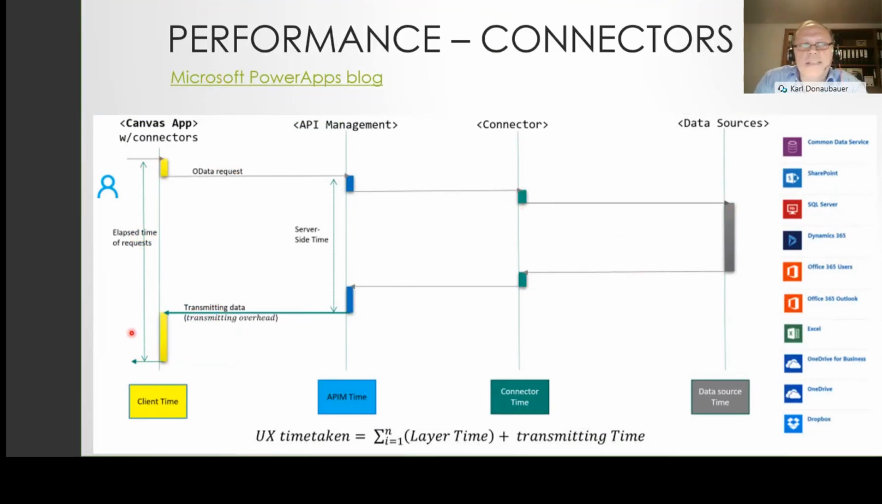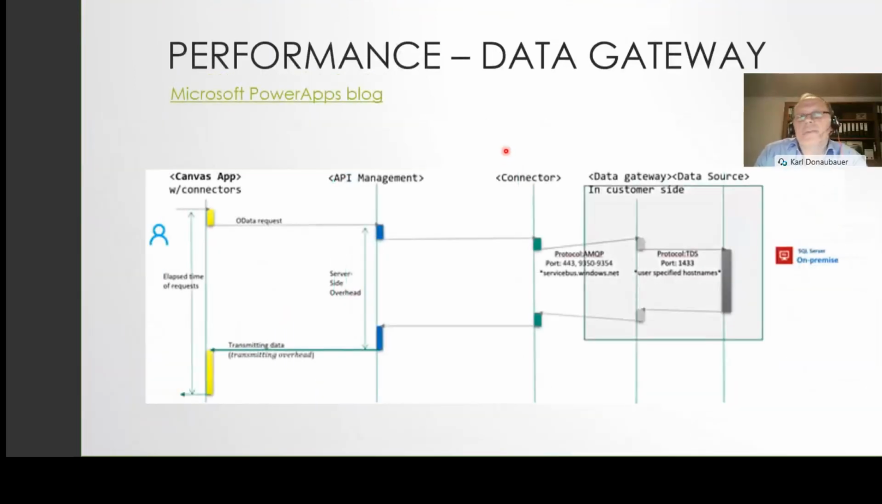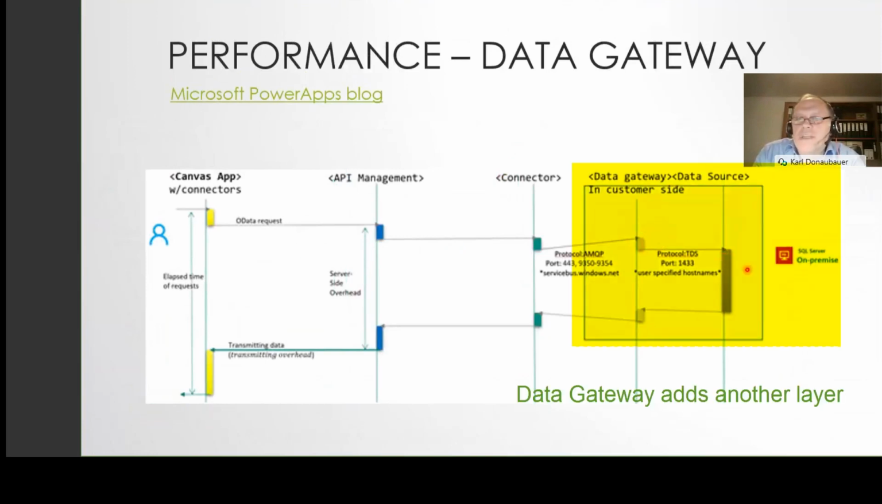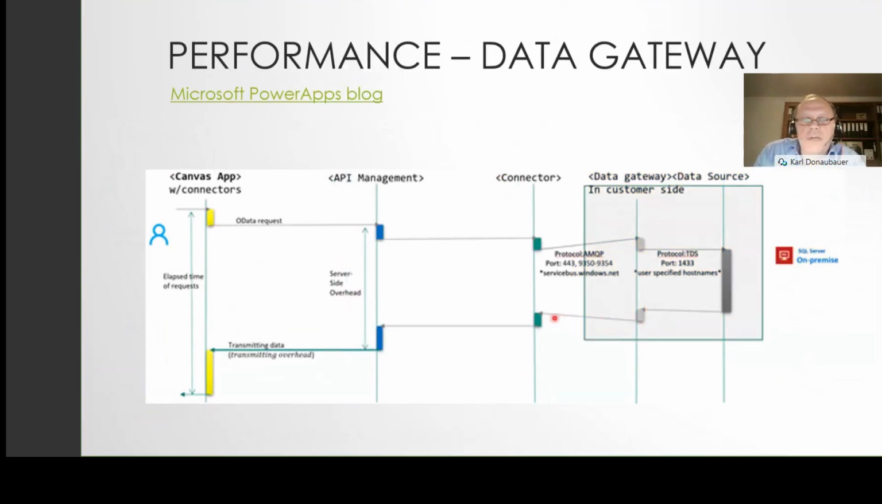So there are several layers, and almost the same is the case if you use the data gateway. You can go to your local data with the data gateway, and it's the same principle. There's just another layer, the data gateway itself. And for example, SQL Server gives you back through the data gateway, through the connector, through the API management, and travels back to the front end. And this is the elapsed time again.